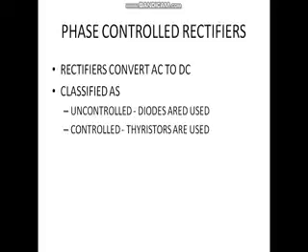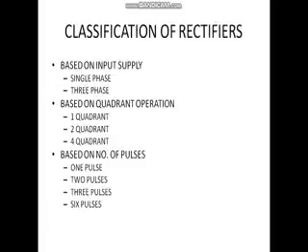What do you mean by uncontrolled rectifier? In the rectifier circuit, if you use a diode as the semiconducting device, the output voltage cannot be controlled. Why? Whenever the device is forward biased, it automatically conducts, so we cannot control the output voltage. Controlled rectifier means in the rectifier circuit we use thyristors, then we can easily control the output voltage, and the device is known as a controlled rectifier. So this is the classification of rectifier.